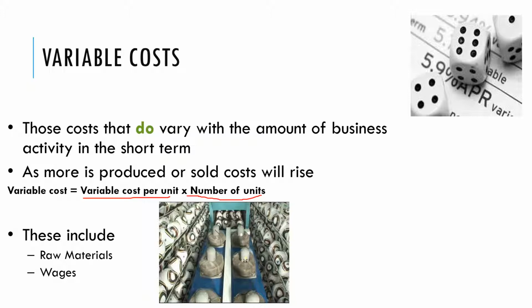Multiply by the number of units. Say we're making 10 footballs. How much are we spending on variable cost? Well, we will spend €50. And as the number of units we make rises, so will how much we spend on plastic, on the variable cost.